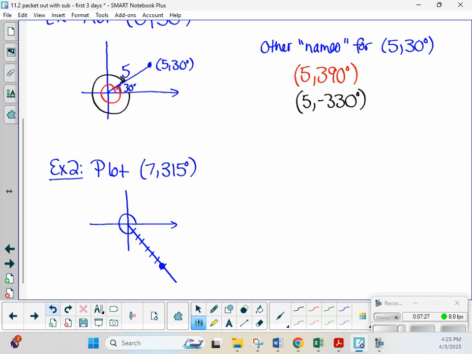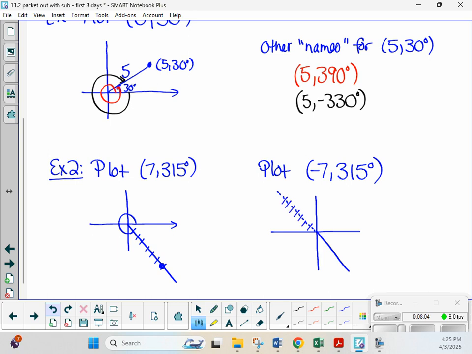Now, if I wanted to plot, let's just keep going here, negative 7, 315. This is brand new. We haven't done this one yet. I would still go to 315, right? Still in the same spot, but this negative 7 basically means go backwards. Take a, not a U-turn, but a 180 degree turn this way. If you could extend that line backwards, I'm going to go 7 units in that direction. So 1, 2, 3, 4, 5, 6, 7 this way, my point would land right here.